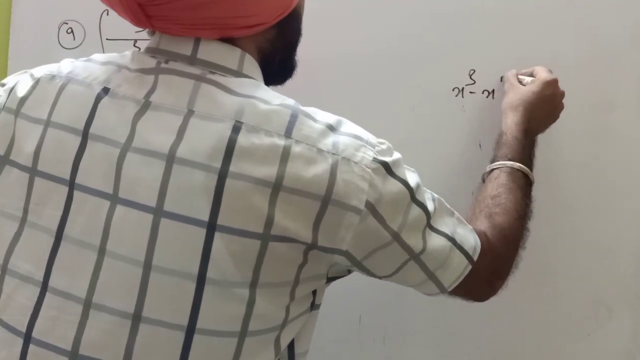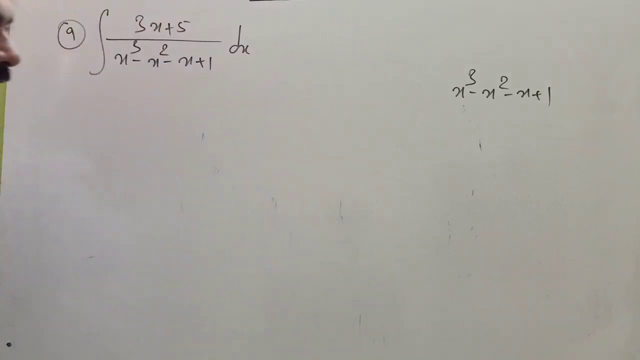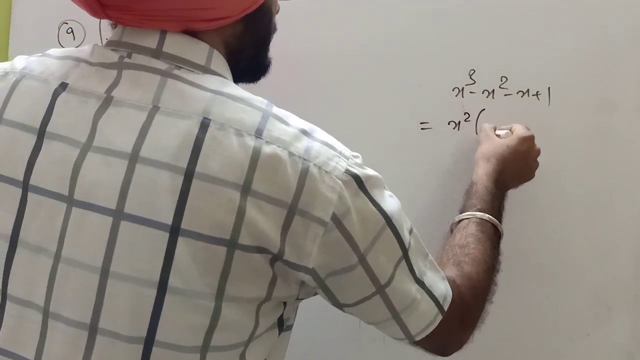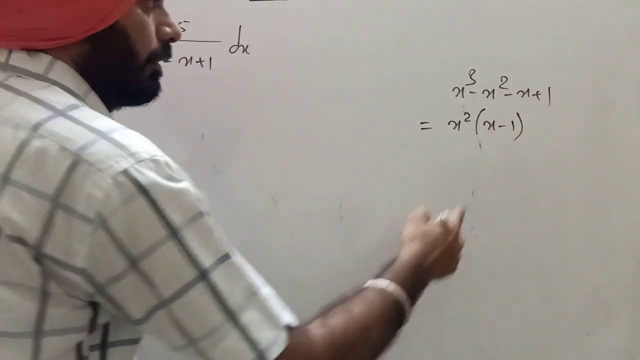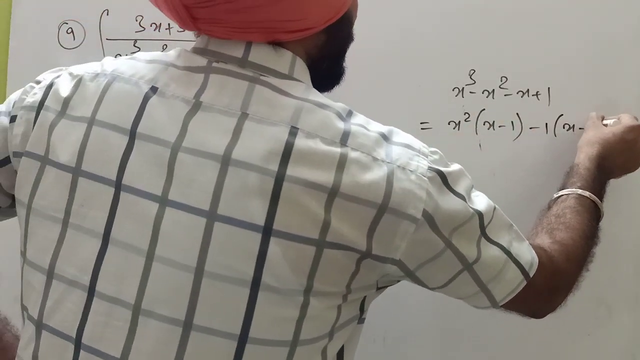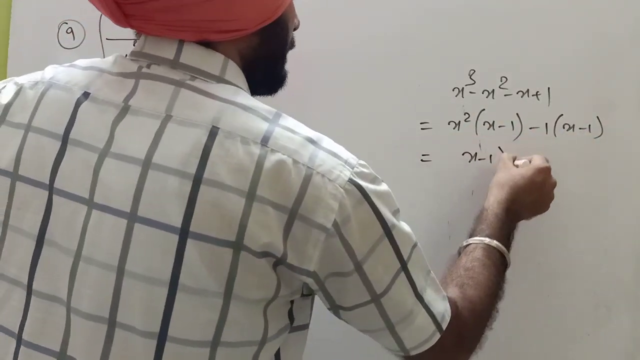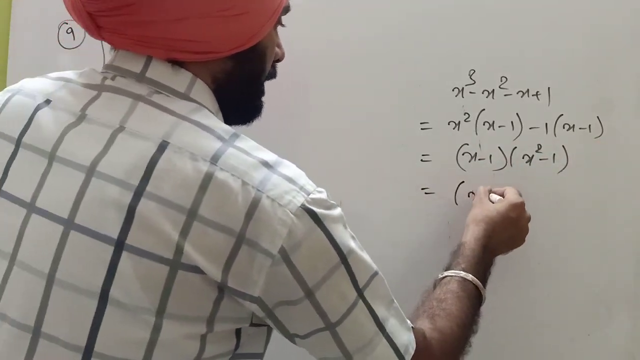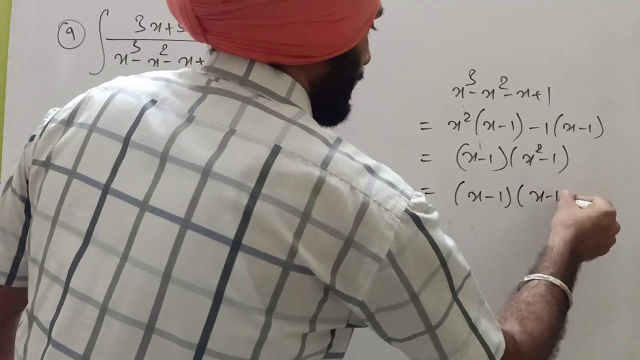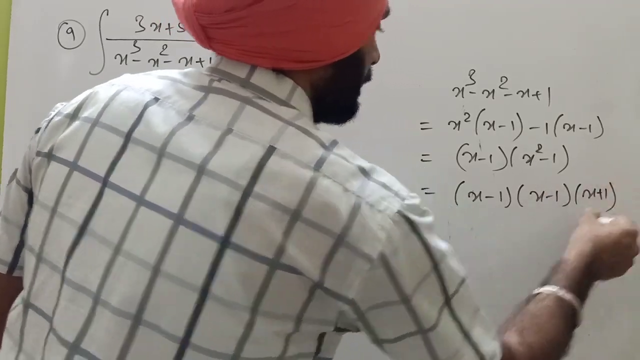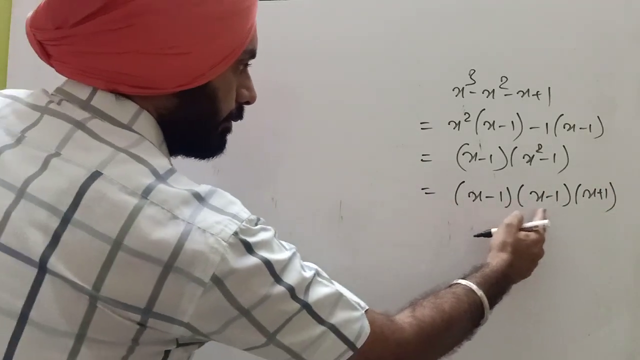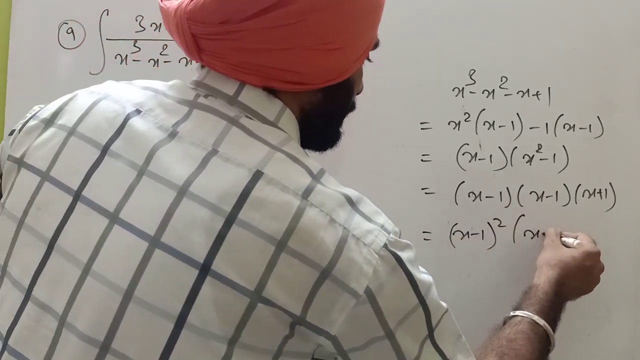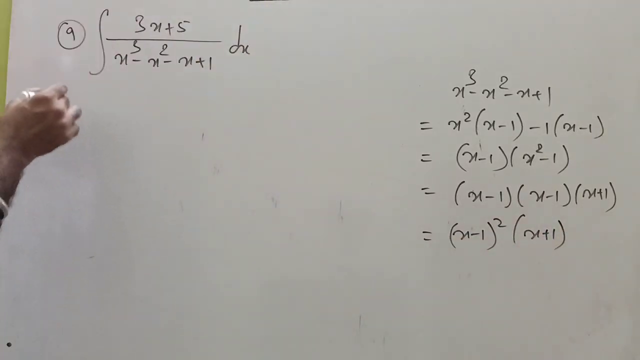X cube minus x square minus x plus 1. Can we factorize it? From the first two terms take x square common, and from these two take negative common. Now x minus 1 is common, x square minus 1. Again x square minus 1 can be factorized as x minus 1 into x plus 1. So there are same factors, which can be written as x minus 1 whole square into x plus 1.